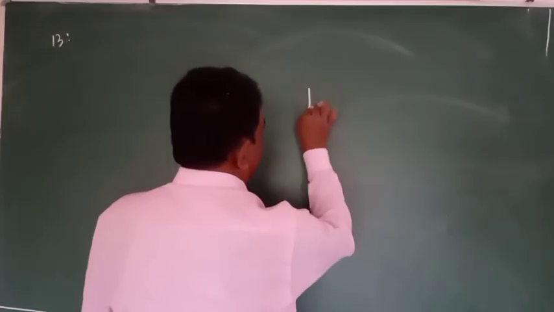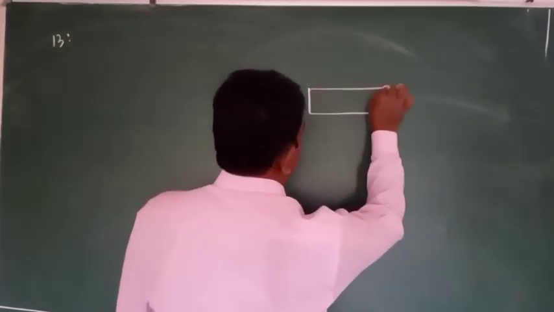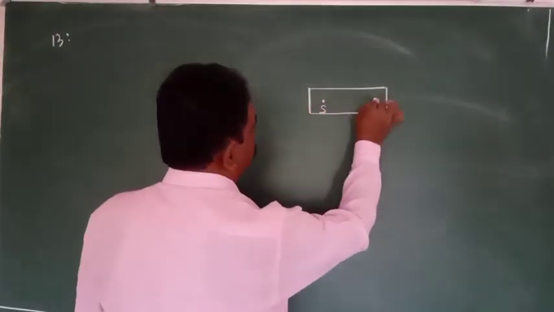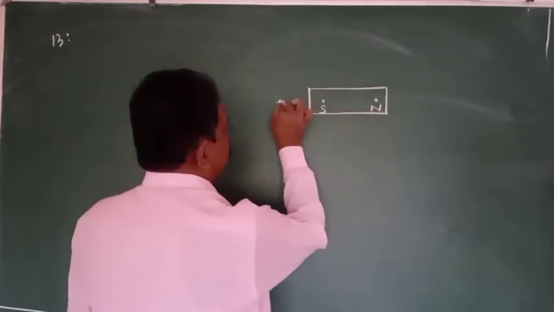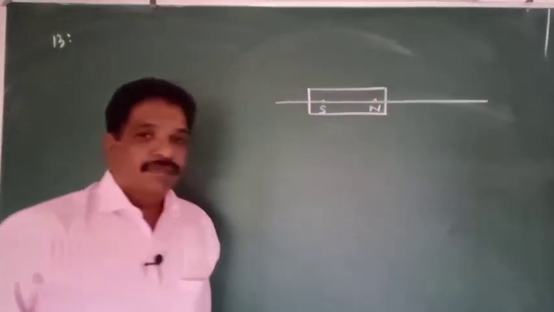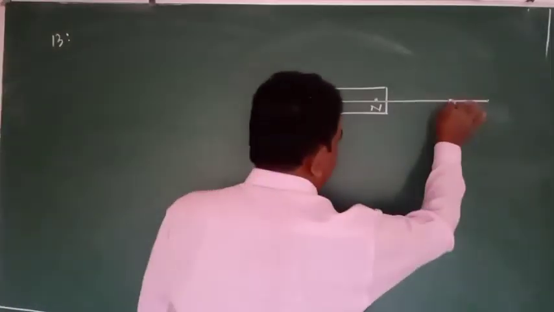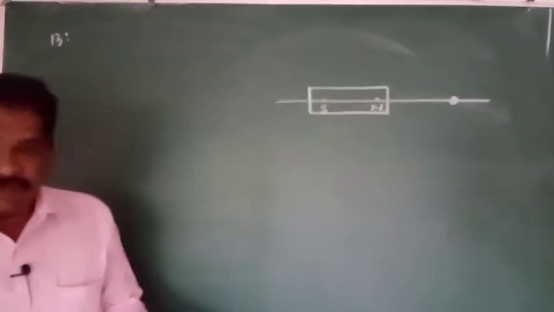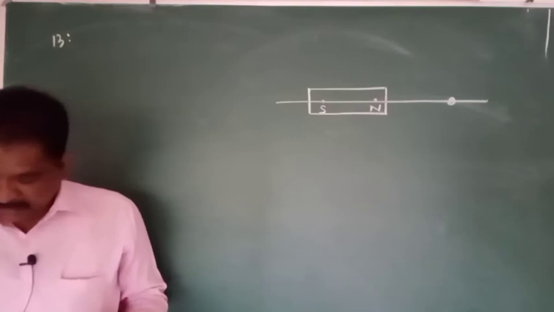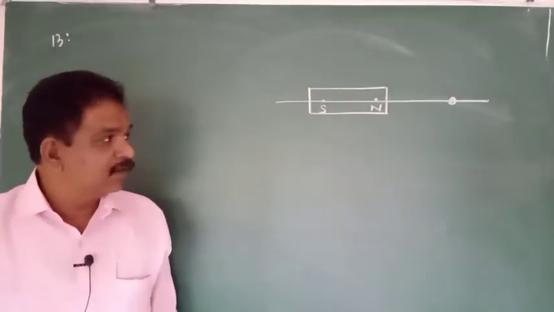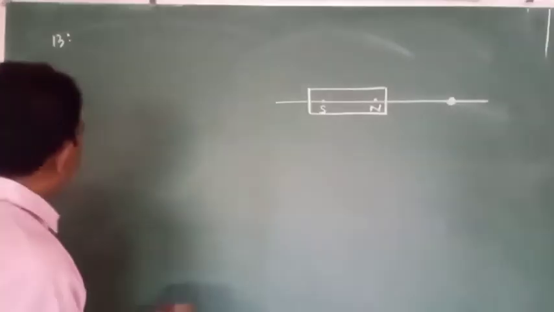13th problem, see what they are asking. Here there is a magnet. This is the south pole, this is the north pole. This line will be called the axial line of the magnet. On the axial line, at a distance of 10 centimeter, that is a short magnet they mentioned. What is the magnetic induction value? What is its direction? That is the question.